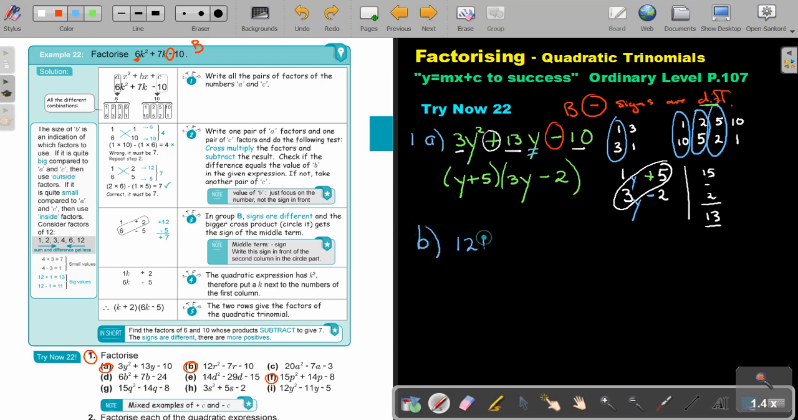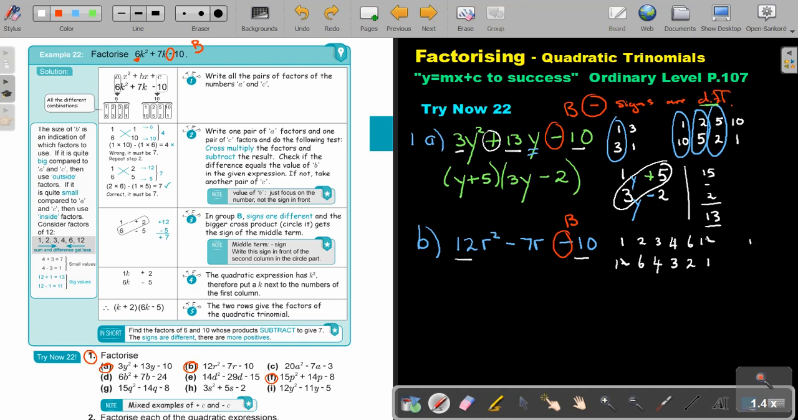So it's 12r squared minus 7r minus 10. And again, it's in group B. So start with the factors. 12 has quite a lot. So it's 1 and 12, 2 and 6, 3 and 4, 4 and 3, 6 and 2, 12 and 1.